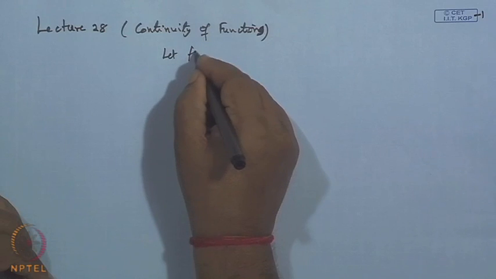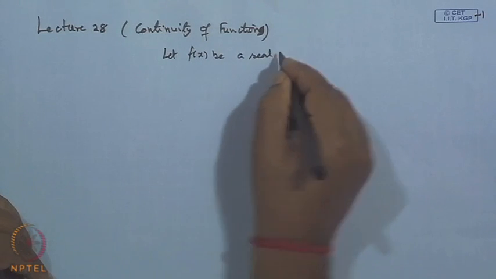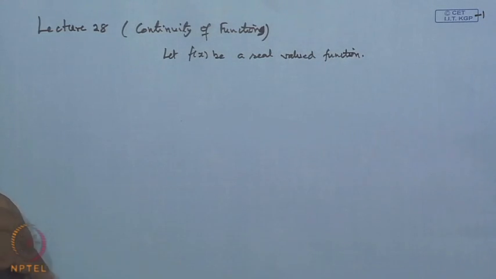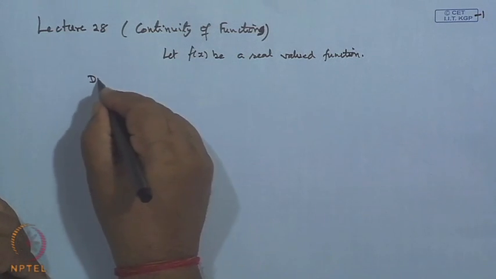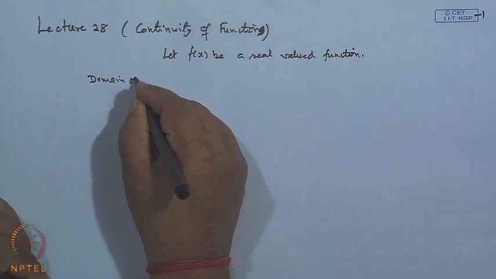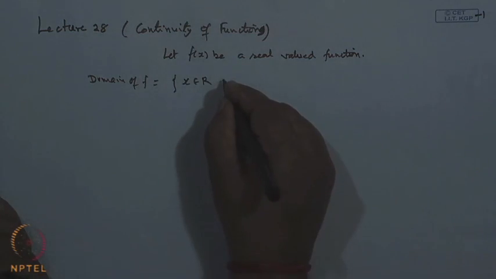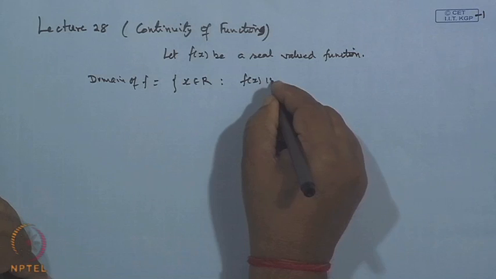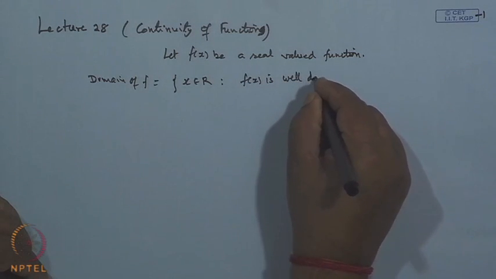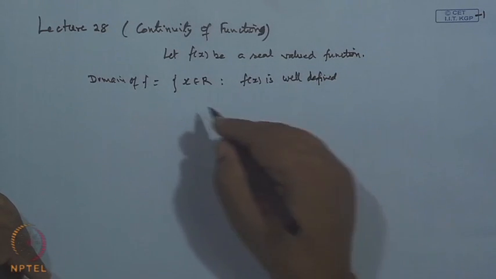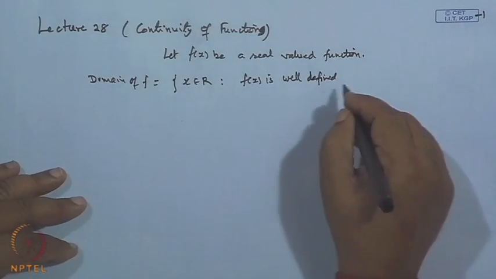And when we say f(x) is a real valued function, it means the values of f(x) lie in the reals. So, let f(x) be a real valued function. By the domain of f, we mean the set of those real numbers x belonging to R, such that f(x) is well defined at this x. Means f(x) should not be infinity or minus infinity; it must be a finite value, well defined.